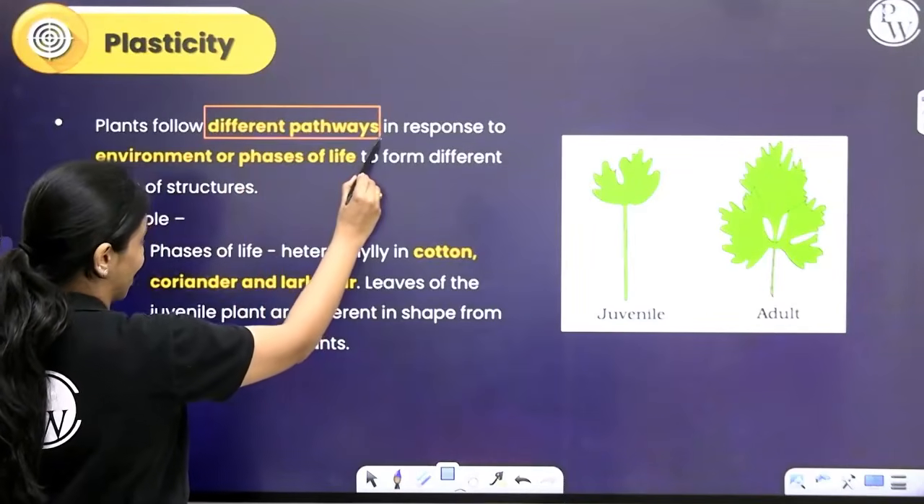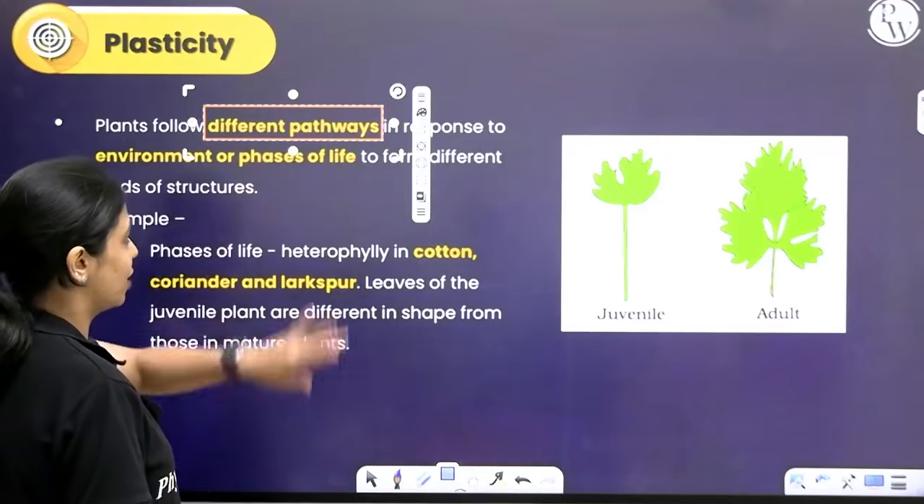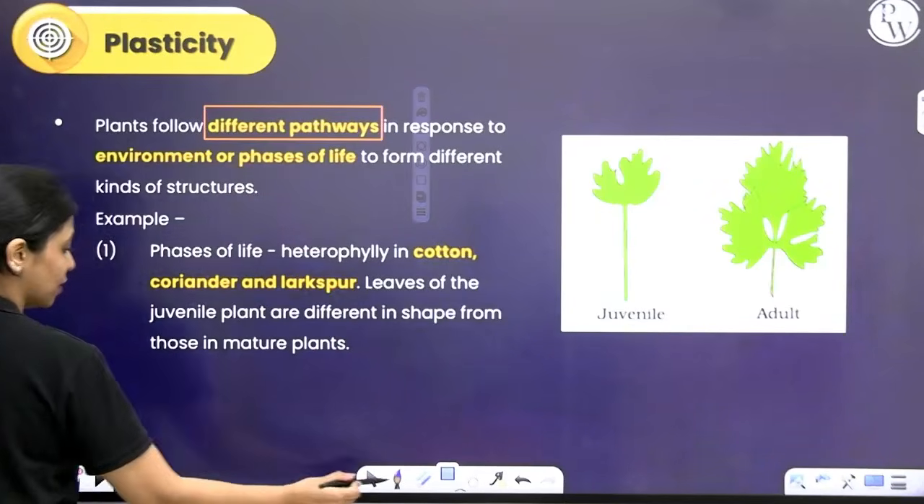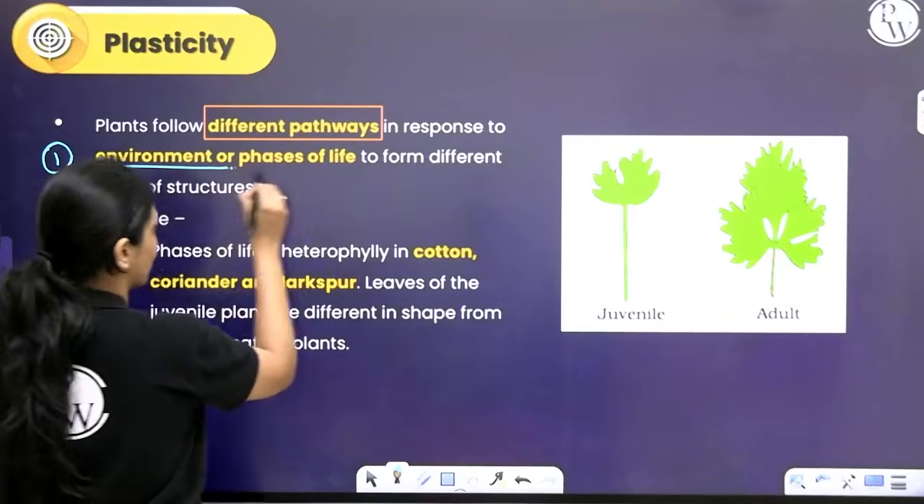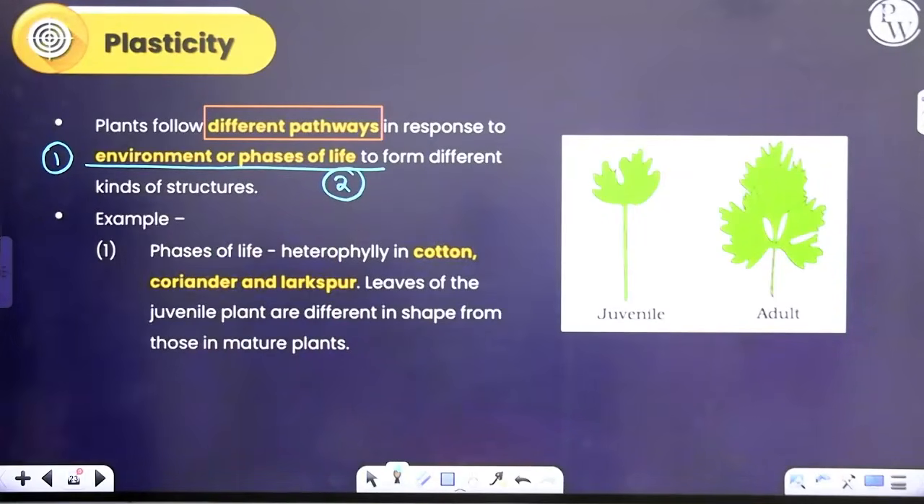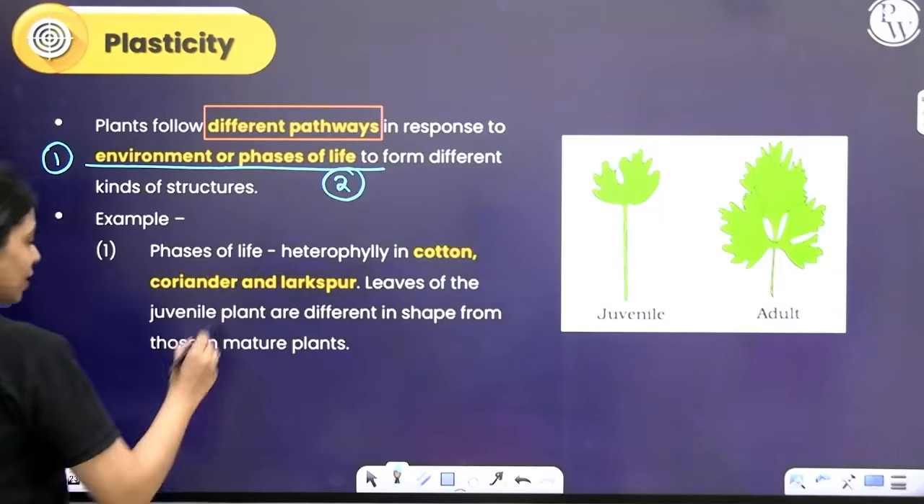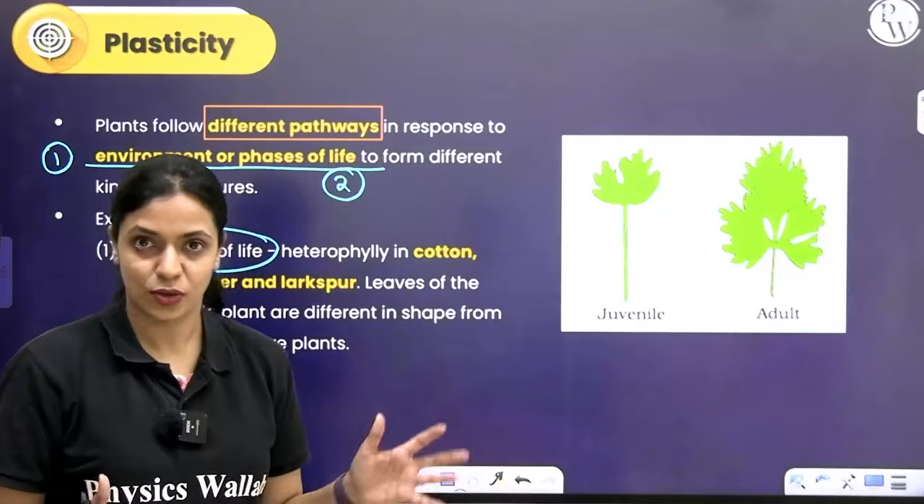We think plants lack brain and they're stupid, but plants are super intelligent. They follow different pathways in response to either environment or its phase of life to form different kinds of structures. First example, how you can see differences in different phases of life.